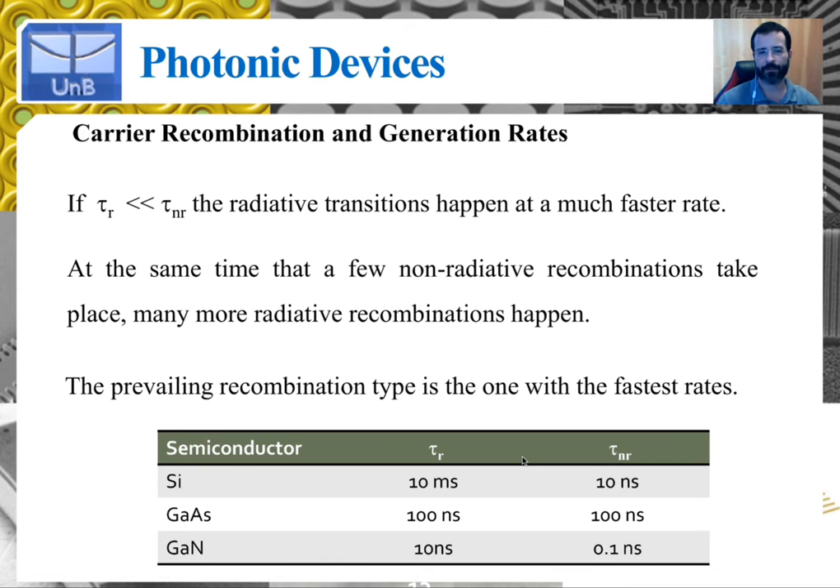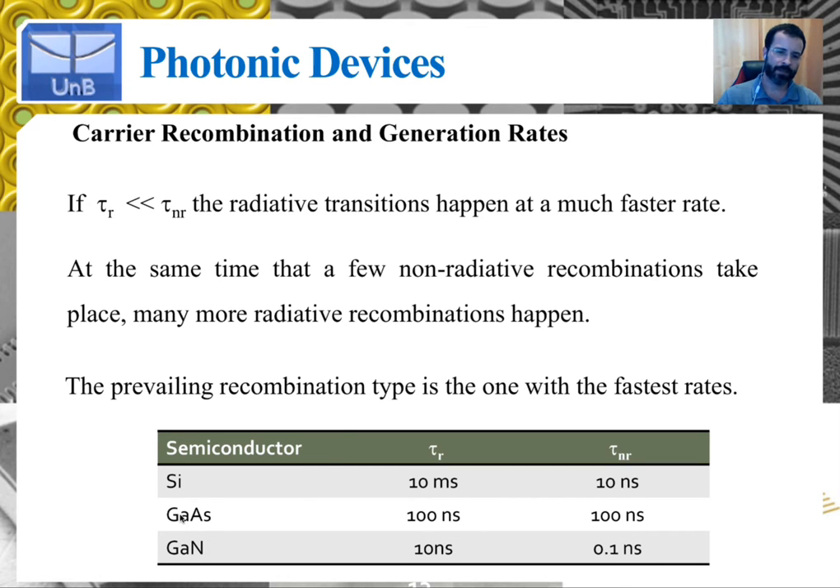So in any given period of time, you'll have a certain amount of radiative transitions, but many more non-radiative transitions, and that's associated with the indirect band gap and with the fact that silicon is an inefficient material to be used in light sources such as LEDs and lasers.